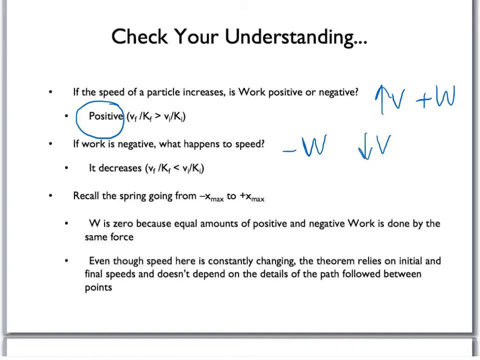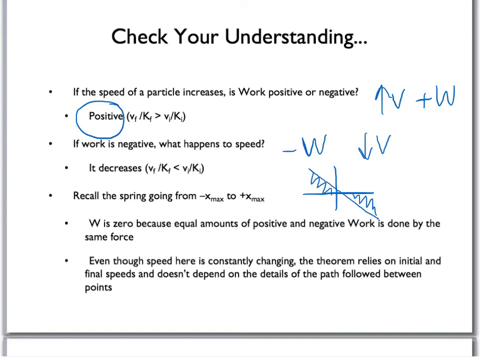And remember the spring that could go from some negative x max to some positive x max, basically compressing the spring and allowing it to bounce back and forth and oscillate between those two compressed and stretched positions. Here, the work would be equal to 0, because you'd have equal amounts of positive and negative work done by that same force. Again, it would be like a graph that has the same amount of area above the axis as you have below the axis. And again, that would be a total net work of 0.